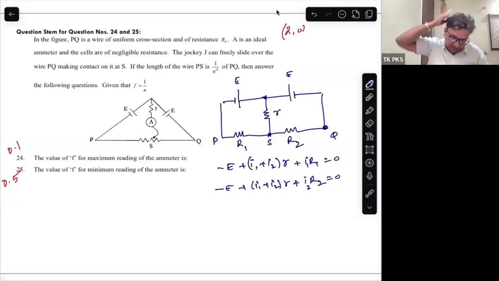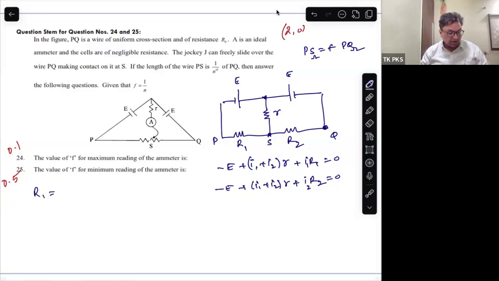Why have they introduced F? The length of the wire PS is 1 by nth of PQ. Given F is equal to 1 by N, PS is F times PQ in terms of resistance. So we assume the left side part as R1. According to me, R1 is F times R0 and R2 is (1 minus F) times R0.